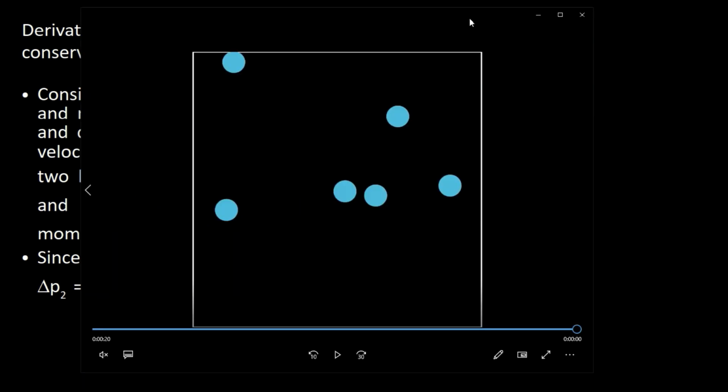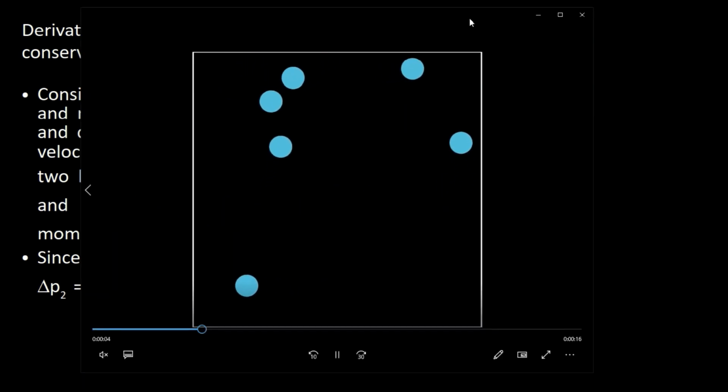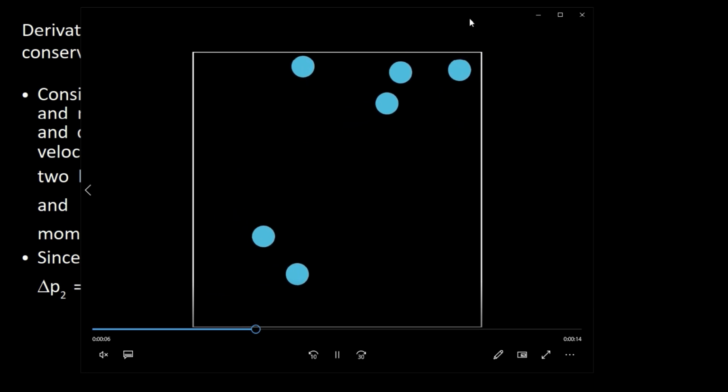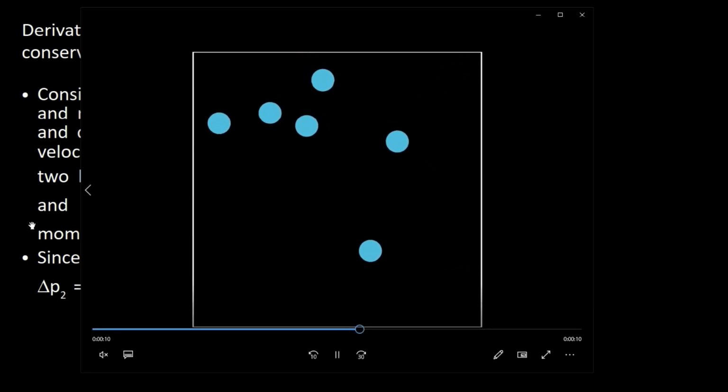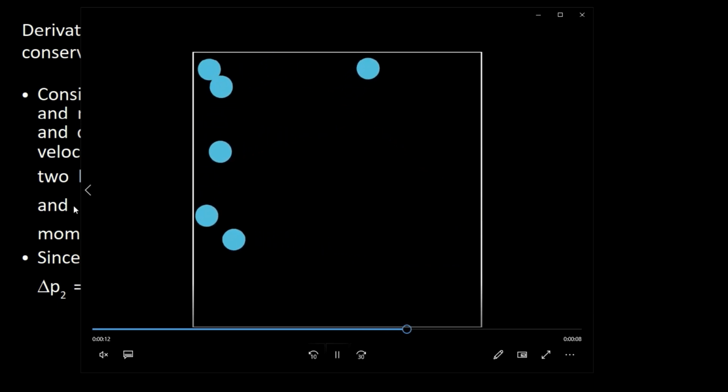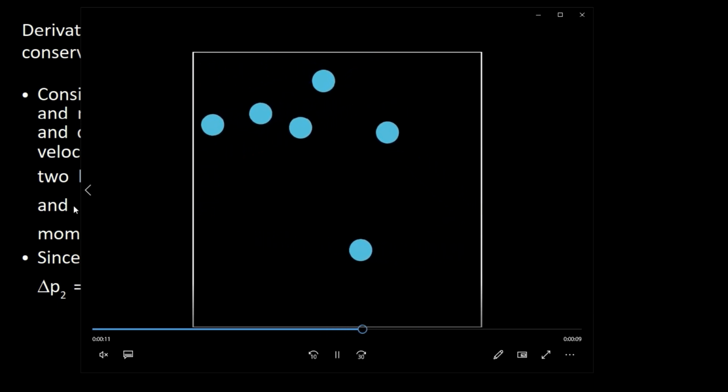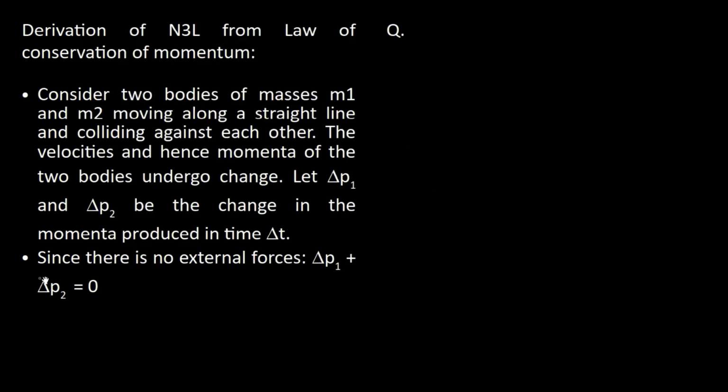So you get to see it over here abundantly quite a few times, right? We get to see that. Okay, that example, that was pretty good. This example. So that's what we are looking at. Since there is no external force, delta P1 plus delta P2 should be equal to 0. Okay, so basically, let me continue over here.